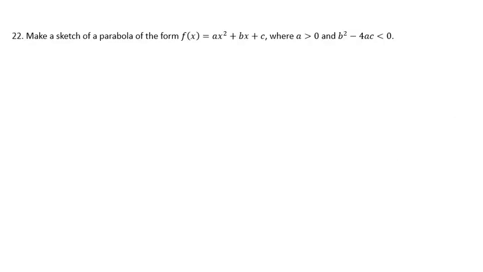In this problem, I'm asked to make a sketch of the parabola where a is greater than 0, so my leading coefficient is positive, and my discriminant is less than 0, so my discriminant is negative. So a is greater than 0, a is positive, so I know that my graph is going to open up. And because my discriminant is less than 0, my discriminant is negative, that means I'm not going to have any x-intercepts.